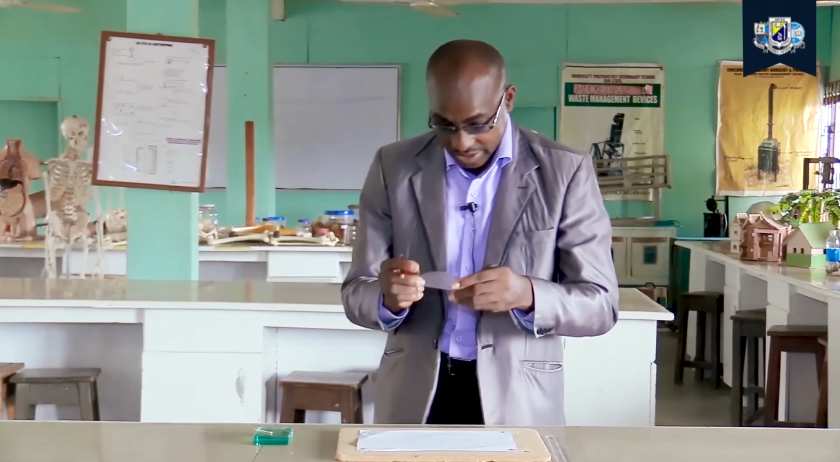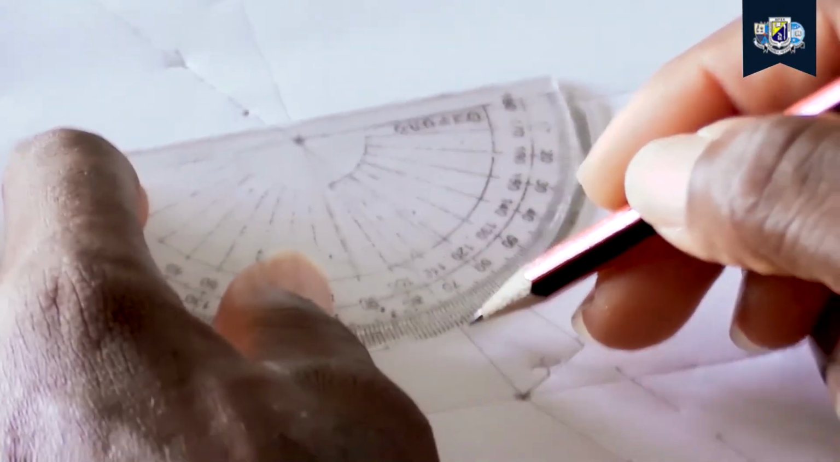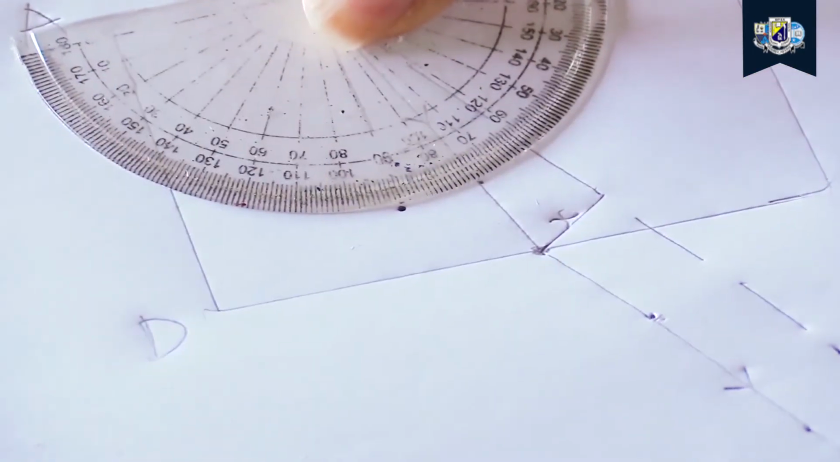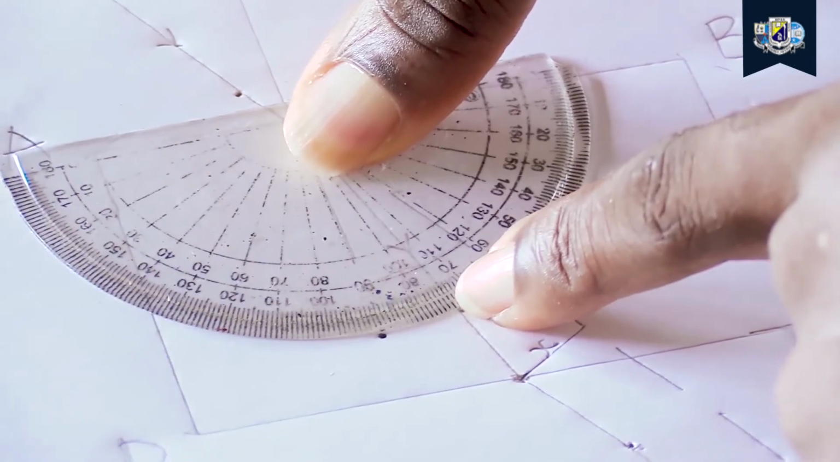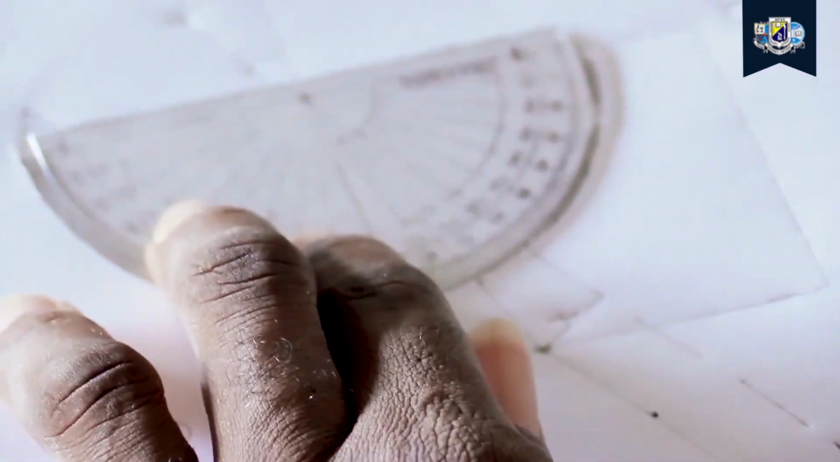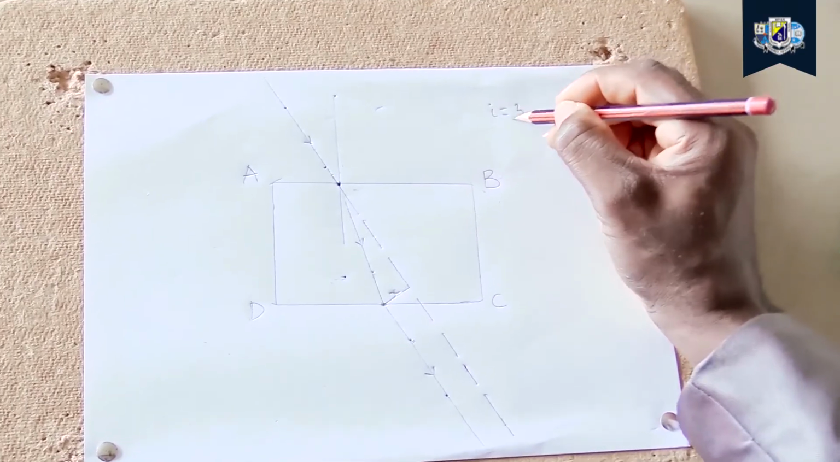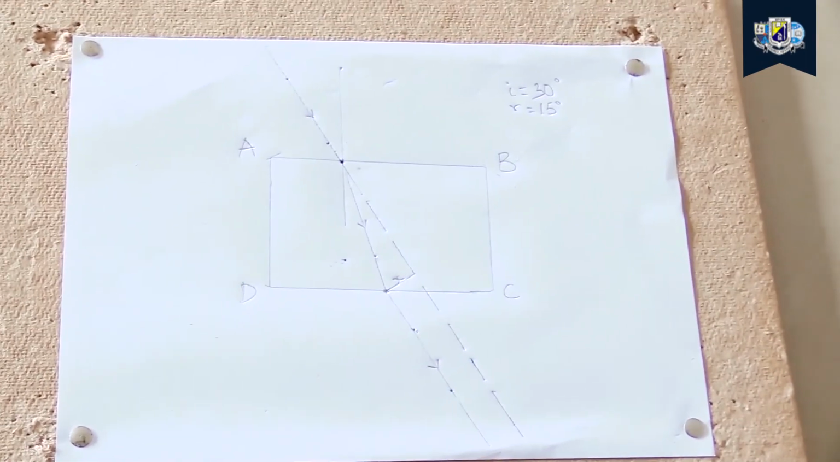So if we measure the refracted ray, beginning from 0, the angle we have here is 16 degrees. So when i, the angle of incidence, is 30 degrees, r, the angle of refraction, is 16 degrees. And so we can also do more demonstration for angle 35 degrees, angle 40 degrees, angle 50 degrees, and so on. I will have different angles of refraction.